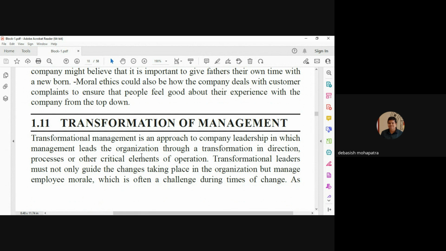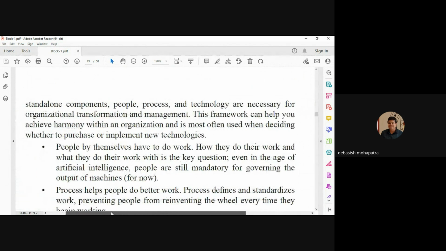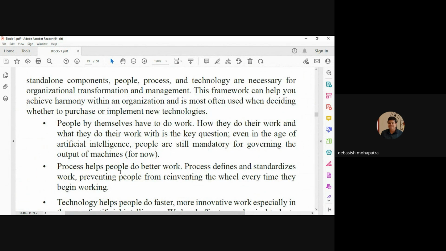Then transformation of management. It mainly means transforming the company in direction, processes or other critical elements of operation so that the company runs well. So the people by themselves have to do work, how they do their work and what they do their work with are the key questions. Even in the age of artificial intelligence, people are still mandated for governing the output of the machine.